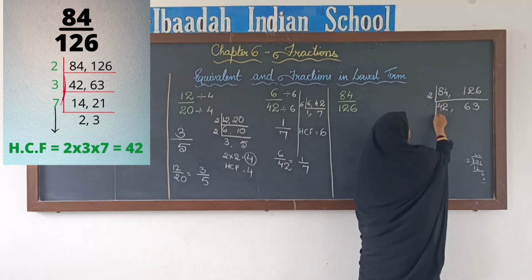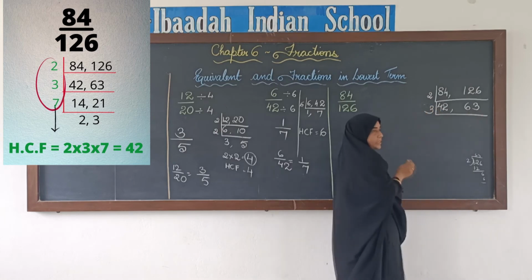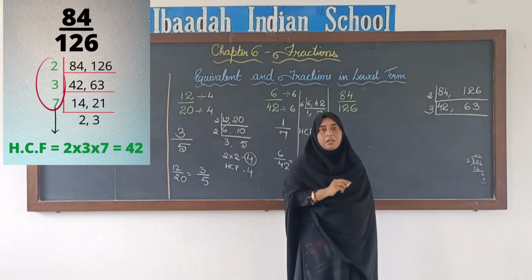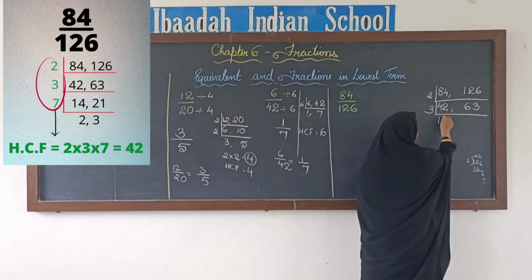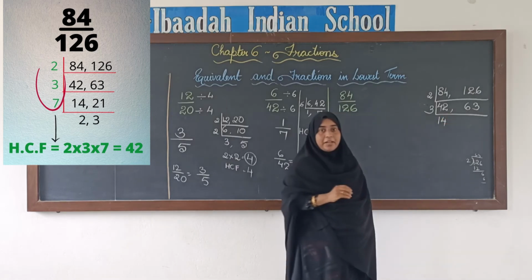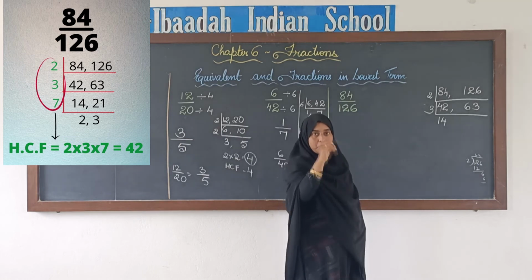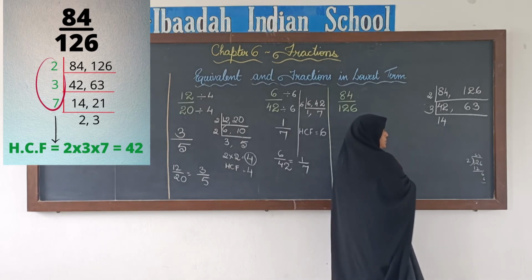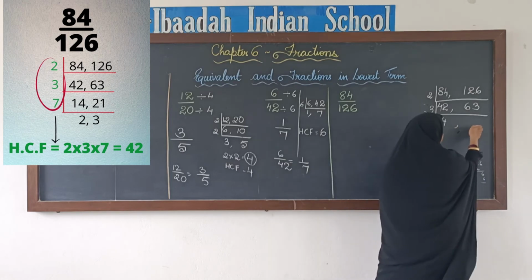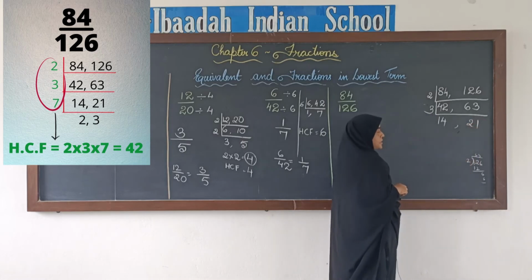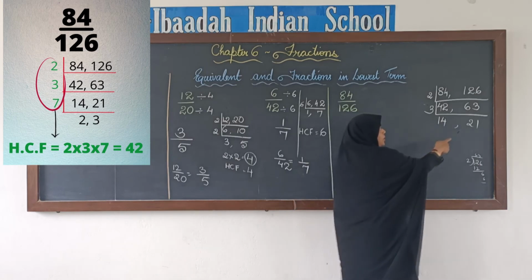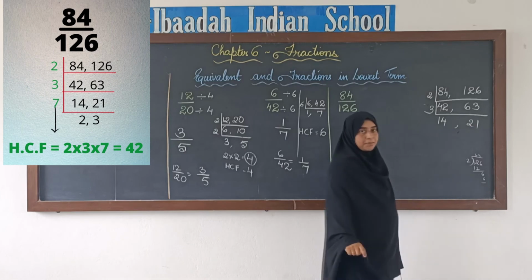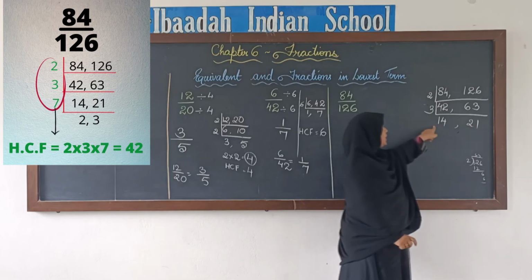Okay. So divide 42 with 3. You can do the division in your rough column and see. When you divide 42 with 3, you will get 14 as the answer. And when you divide 63 with 3, you will get 21 as the answer. Do the division, divide 63 with 3 and see what answer you will get. You will get 21 as the answer. Okay. Now next, 14 and 21.